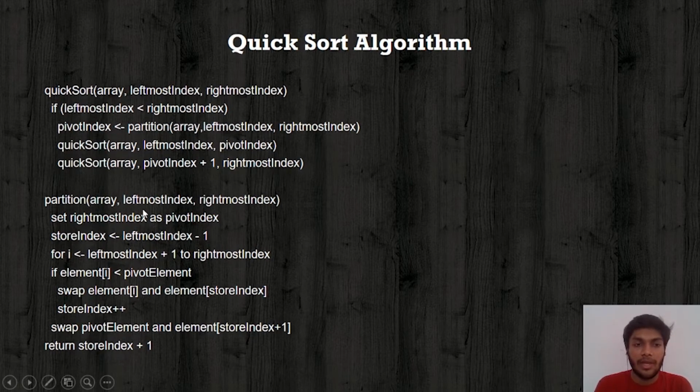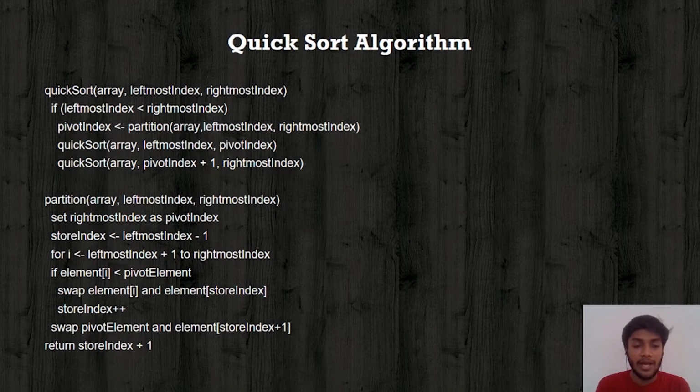Partition of the array, leftmost index and rightmost index. Now we have to use the rightmost index as the pivot index, as we have chosen 2, which is at the rightmost index. The store index would now be leftmost index -1, that is, 0 was chosen earlier, so that is ascending order. And I, the leftmost index, will run up to the rightmost index.